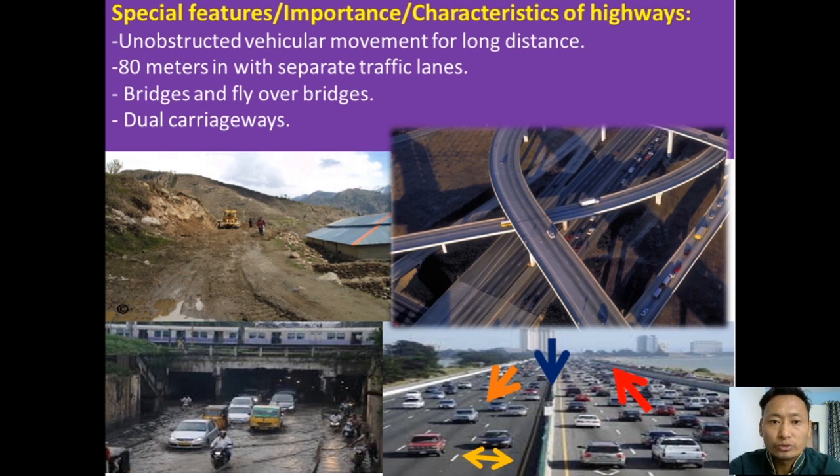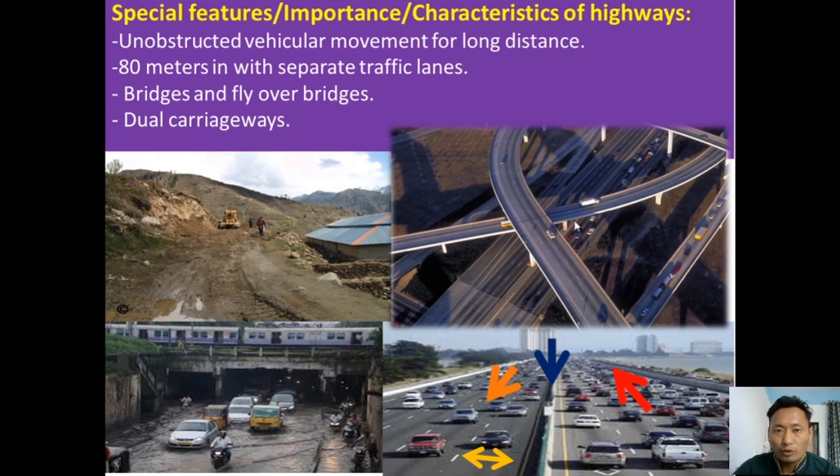So as compared to village road or border road, highways have unobstructed vehicle movement for long distance. If we talk about these highways, they have unobstructed vehicle movement for long distance. Unobstructed means there is not much traffic on this road.